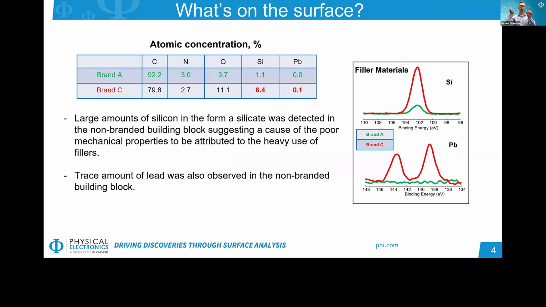It turned out that the two brands are indeed different. The cheap blocks had a higher content of silicon in the form of silicates, which was attributed to the heavy use of fillers, perhaps to save money. The cheaper building blocks also had a trace amount of lead not seen in brand A blocks. Not only did the cheaper brand of blocks break easily, but the children are also exposed to lead. Perhaps being cheaper than free food samples at Costco isn't always a great idea.